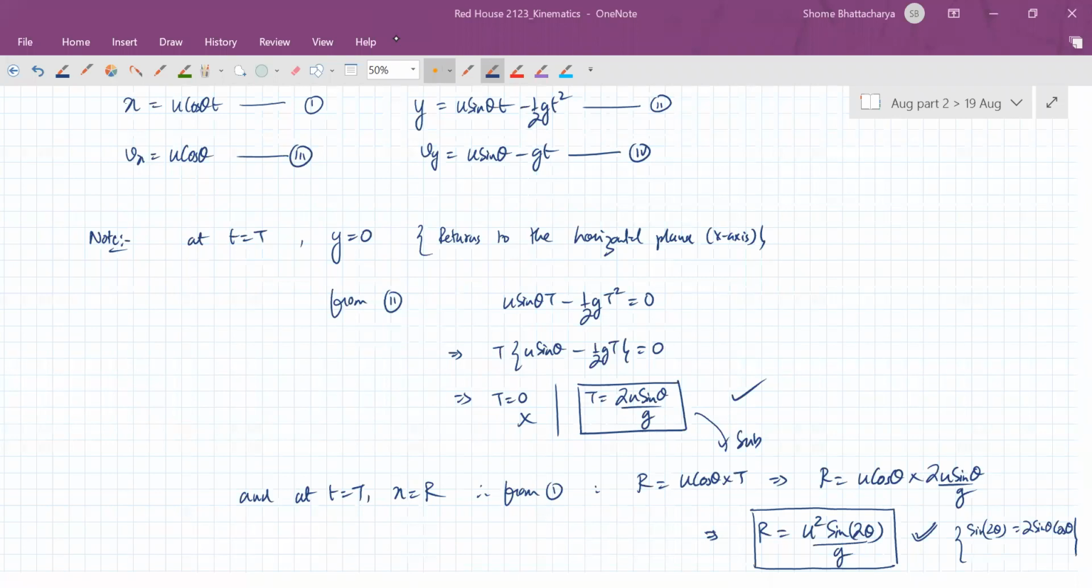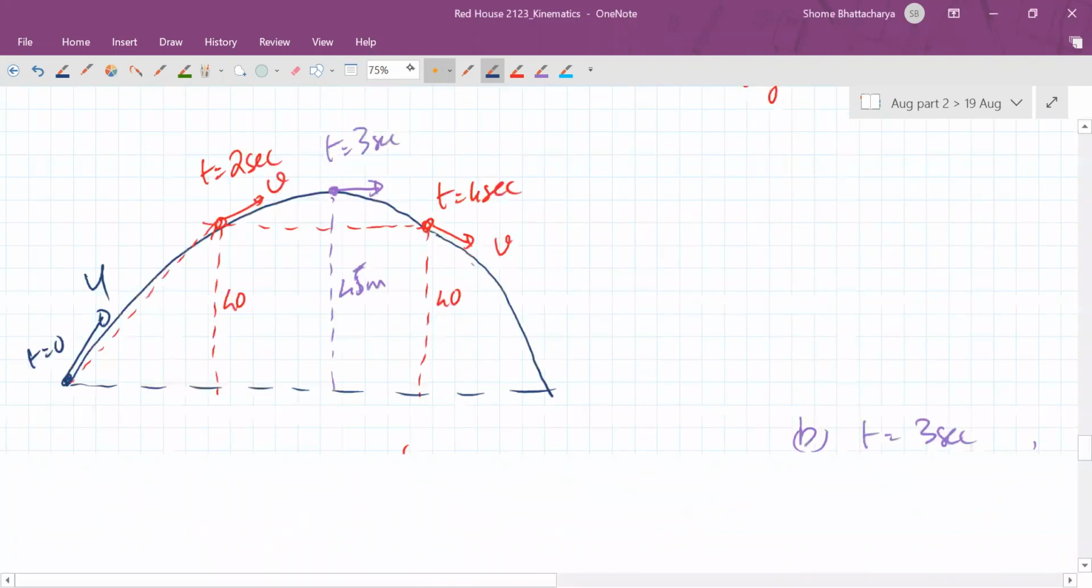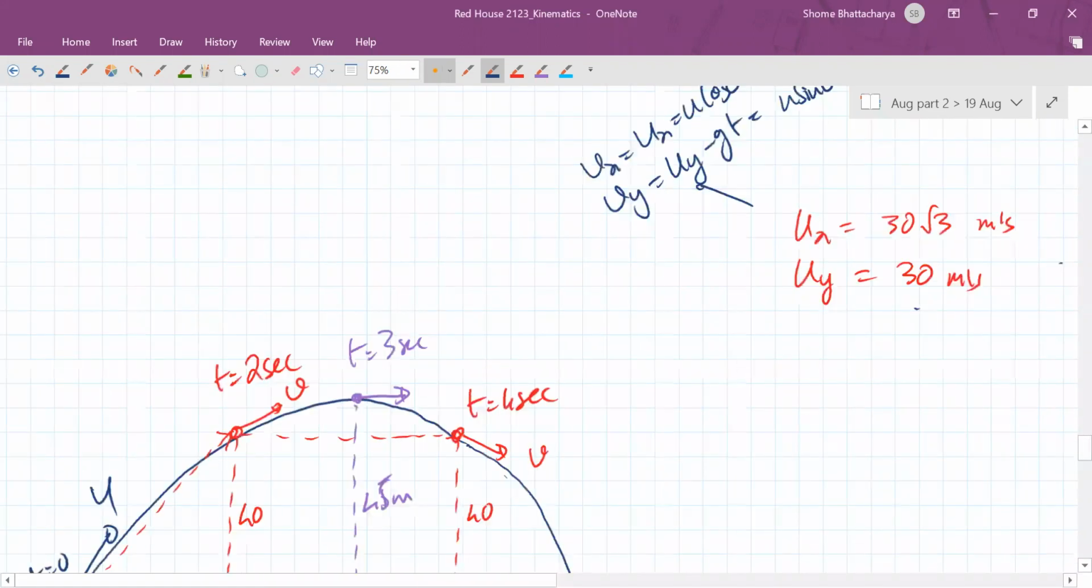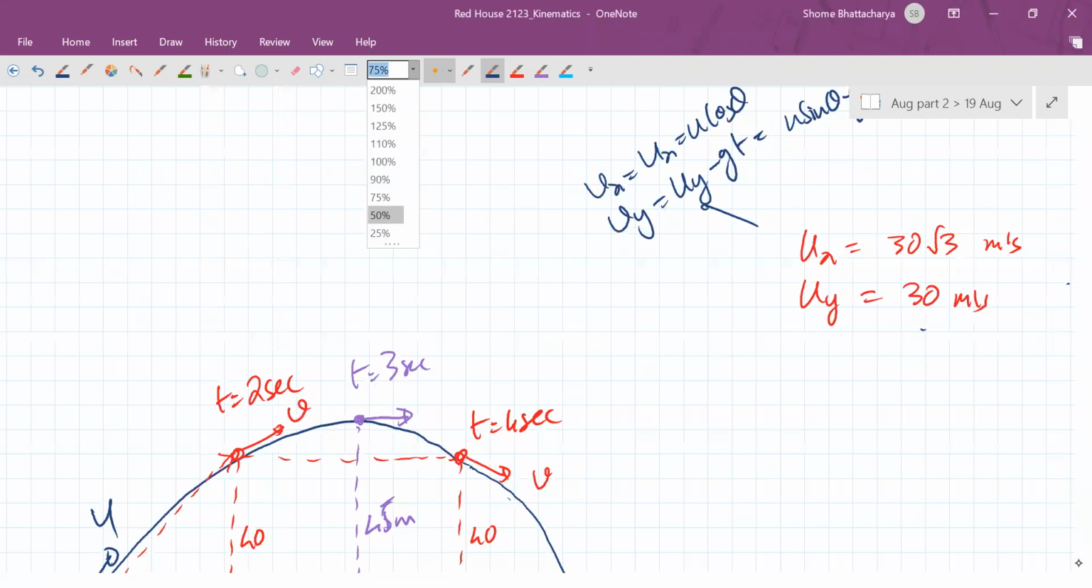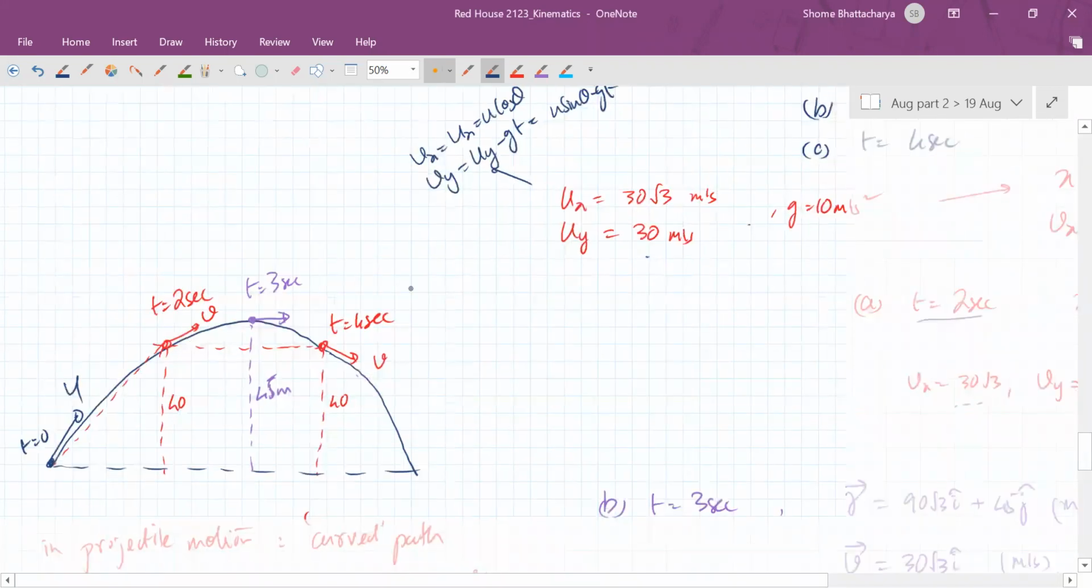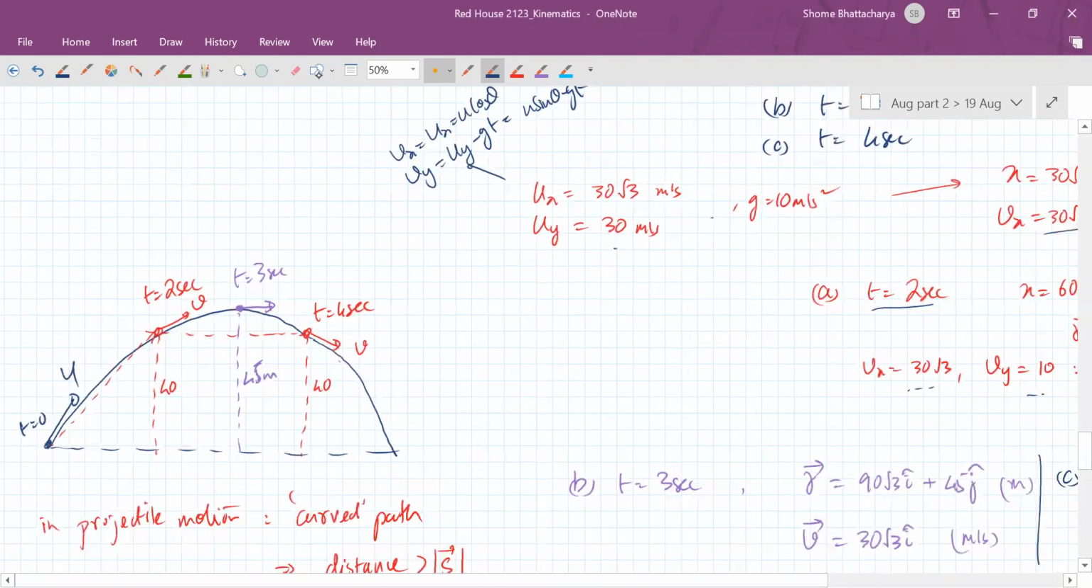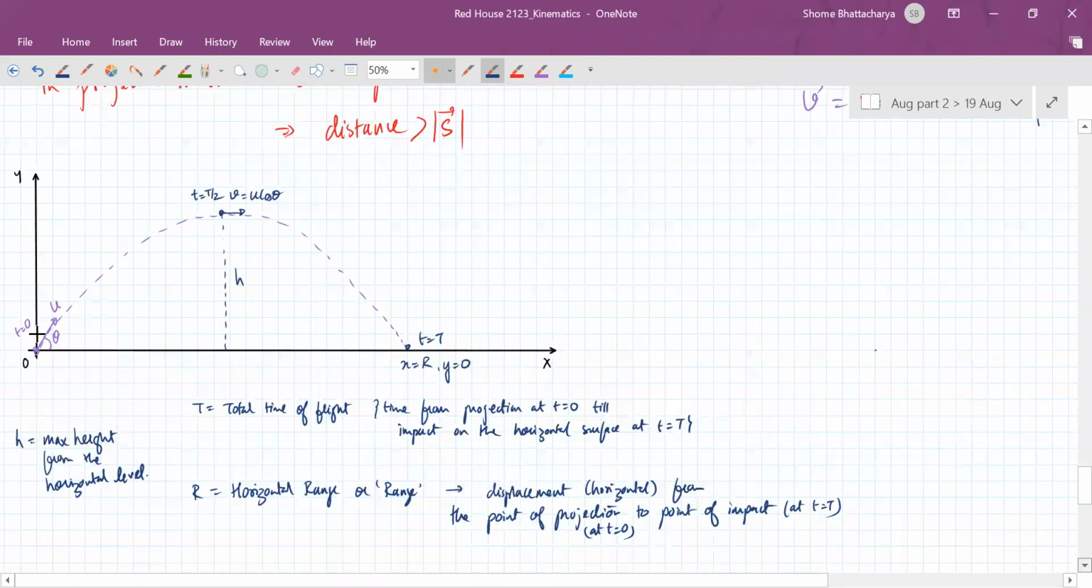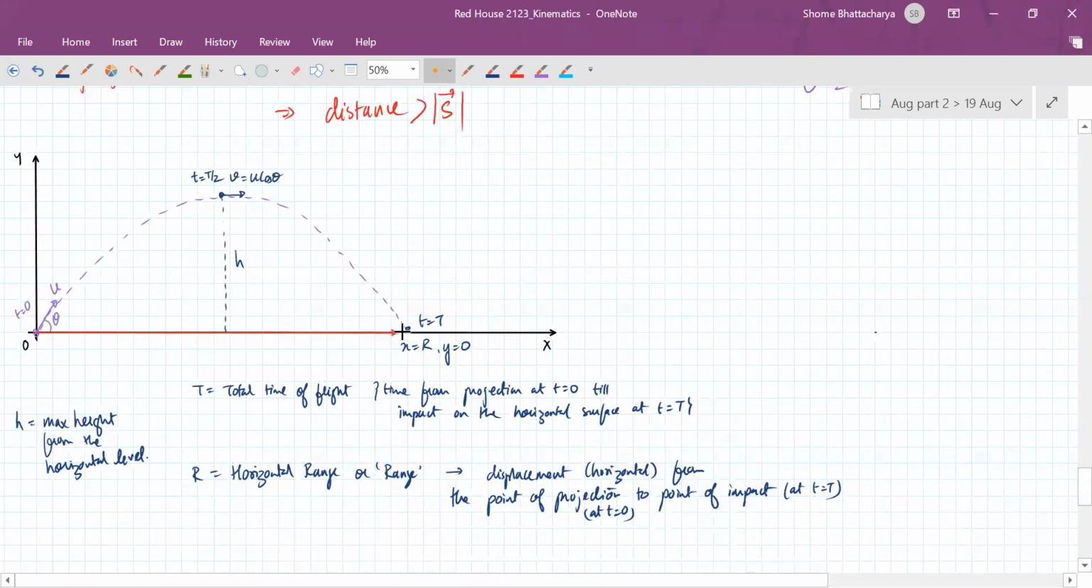So here R is resultant, right? No, R is the range, Beta. We've written down the definition above. R is the horizontal range. It is the displacement along the horizontal axis where the particle is landing. So effectively this distance from here to here, from your point of projection till here, that is the range.